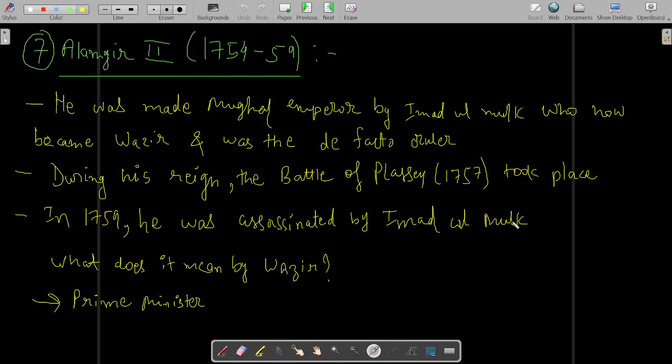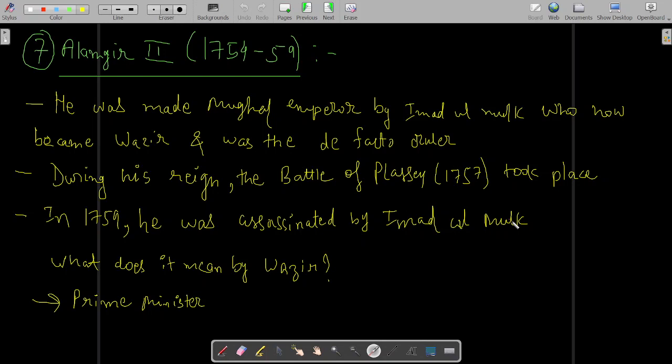Imadul Mulk was actually ruling in the name of Alamgir II, but Alamgir II hardly had any power. All the power lay with Imadul Mulk. Imadul Mulk was the actual powerful person. So the de facto ruler of India at that time was Imadul Mulk. In 1759 Imadul Mulk assassinated Alamgir II.